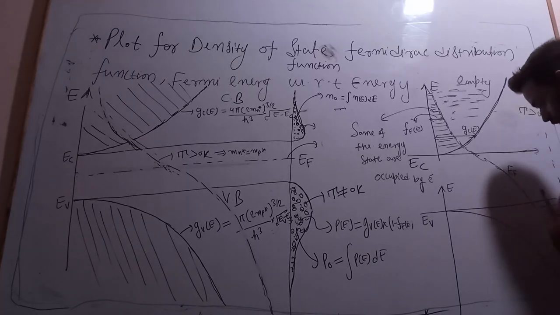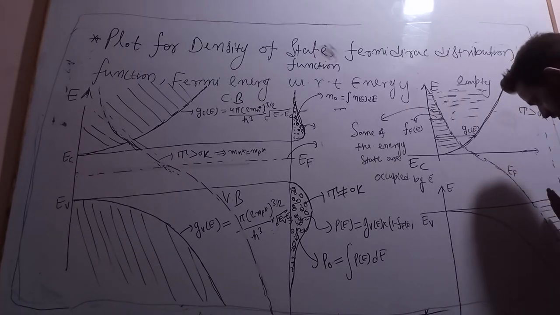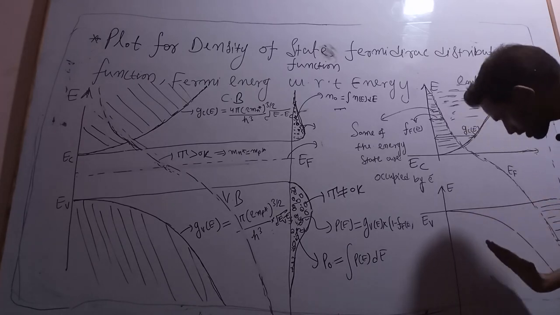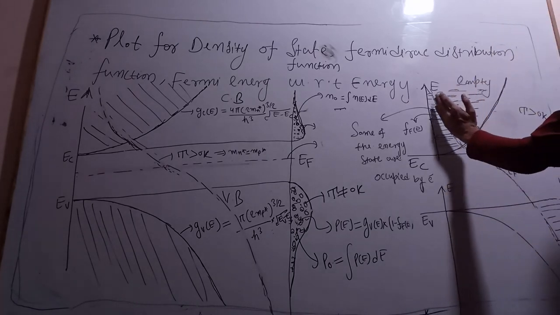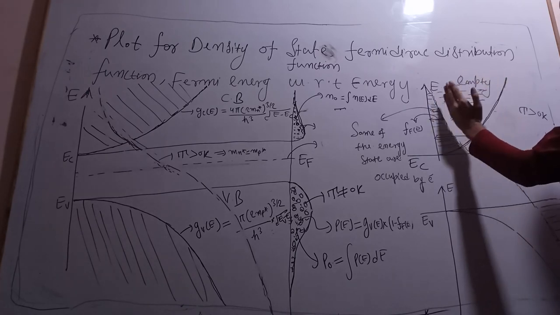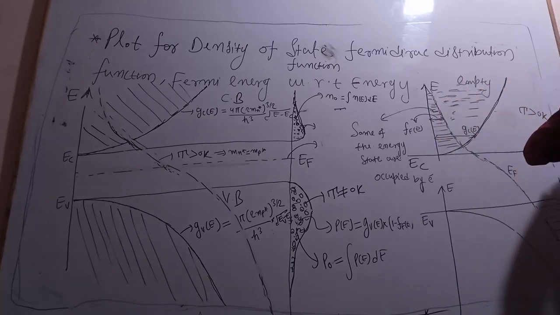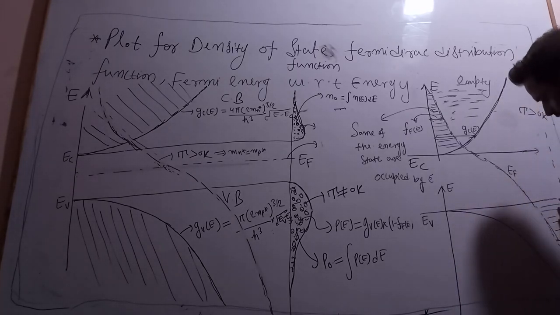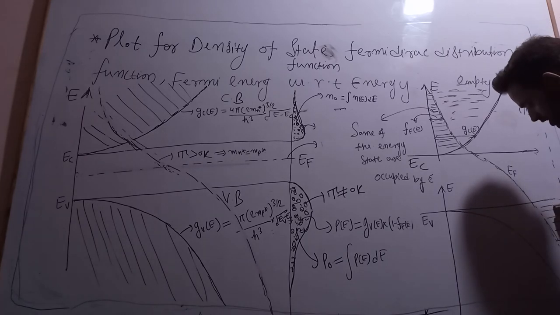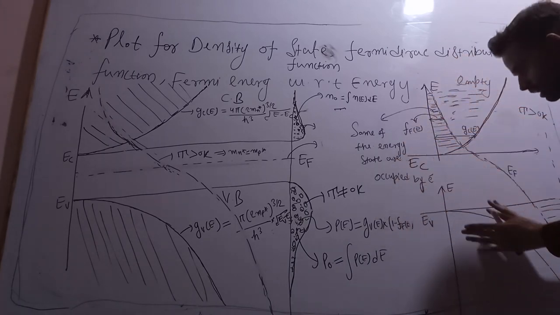Not all of them are empty of electrons, but some of the energy states are empty and some are occupied by electrons. But below this, all the energy states are full of electrons. Similarly here, above this Fermi energy level, all the energy states are full of holes, or you can say all the energy states are empty of electrons. Here below this, all the energy states are full of electrons, and here some of the energy states are empty and some are occupied by electrons.